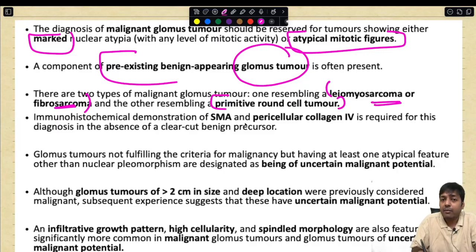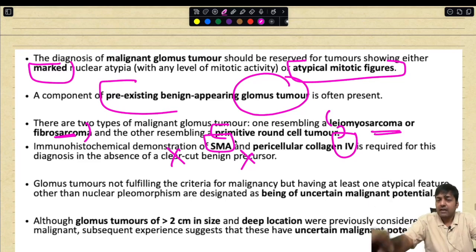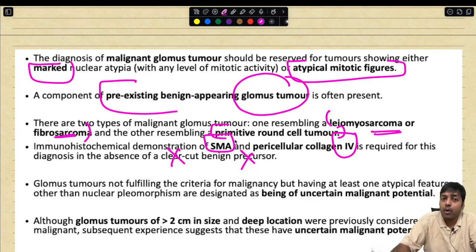Now, IHC demonstration of smooth muscle actin and pericellular collagen 4 is required for this diagnosis in absence of any clear-cut benign precursor. So, if all these features are present properly, then it is all right. But if a benign appearing component is not present in the background, then you have to establish the origin of the tumor using smooth muscle actin and pericellular collagen 4. This IHC becomes important in that case.